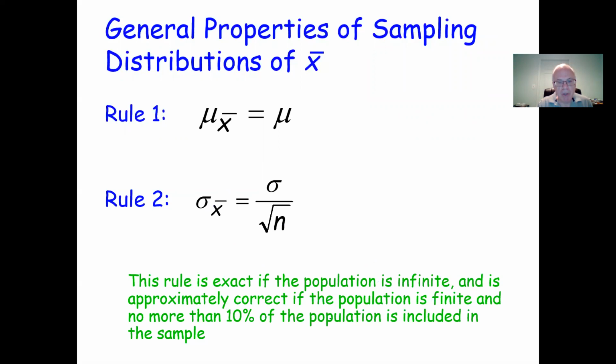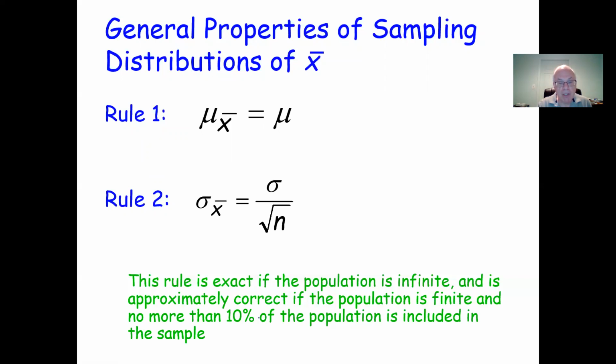So if the population has 1 million people, 10% of 1 million is 100,000. Well, most likely our samples are going to be a lot lower than 100,000. So in most cases, when we do sampling, there's types of examples I'll be showing you in the future.